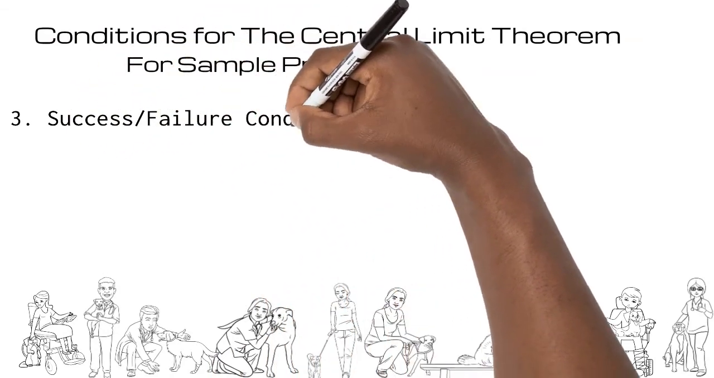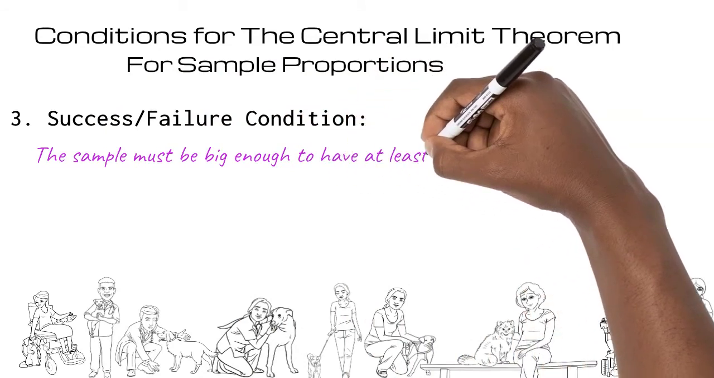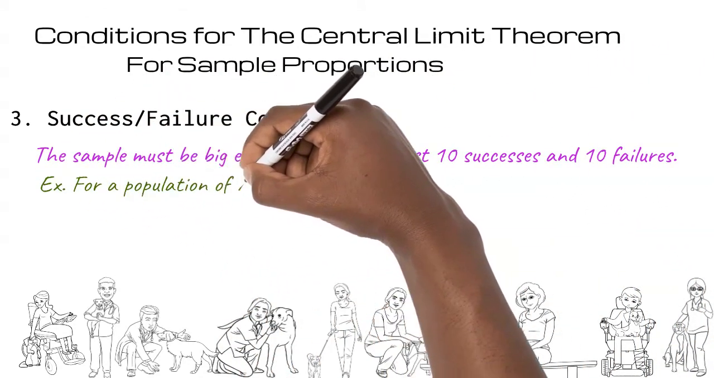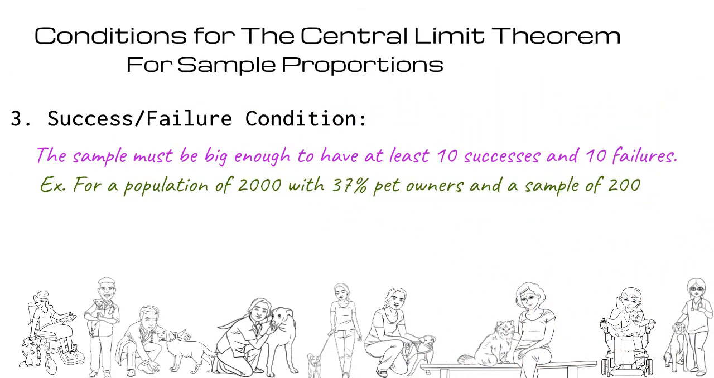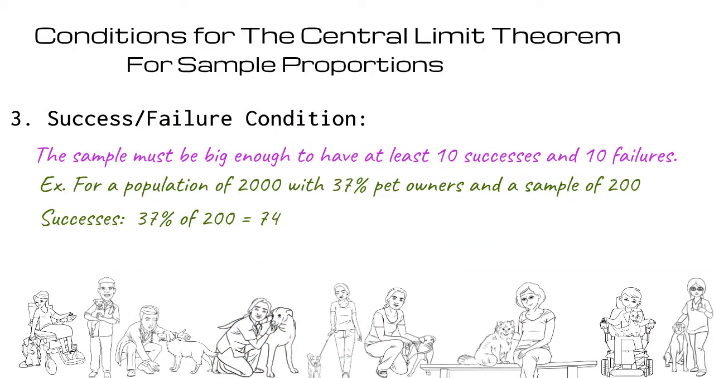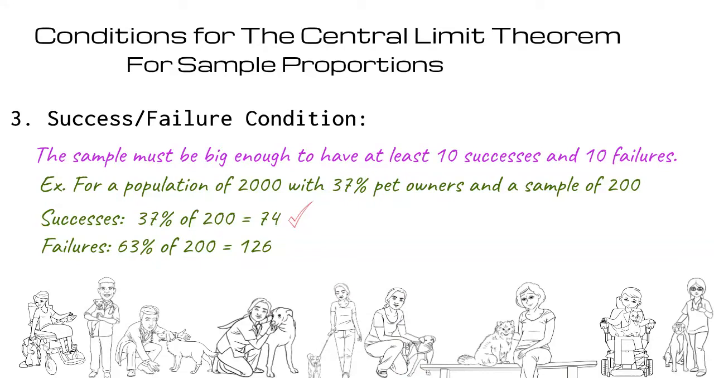Finally, we need to make sure that the success-failure condition is satisfied. Our sample must be big enough to have at least 10 successes and 10 failures. For a population of 2,000 with 37% pet owners and a sample of 200, our successes is 37% of 200, 74, more than the required 10 successes. 63% of 200 is 126, more than the required 10 failures. The success-failure condition is satisfied.